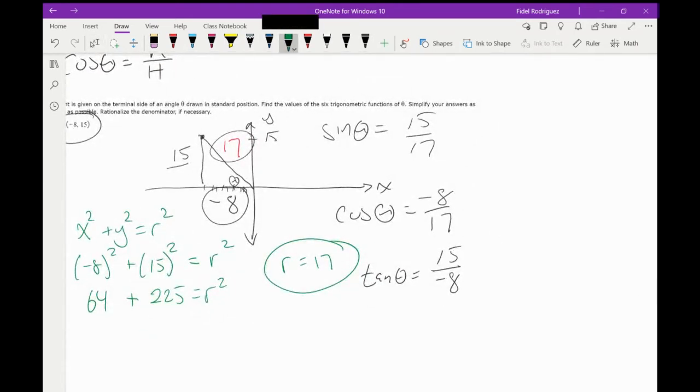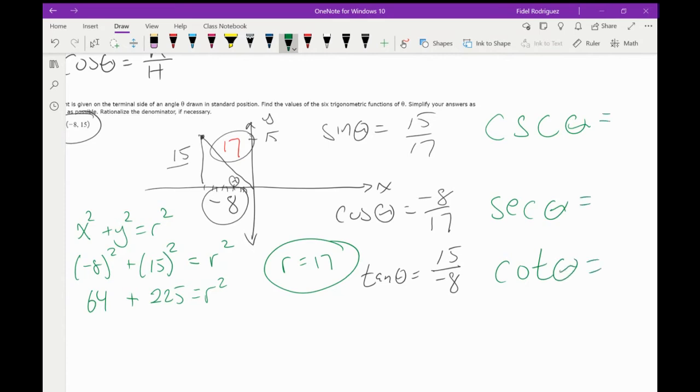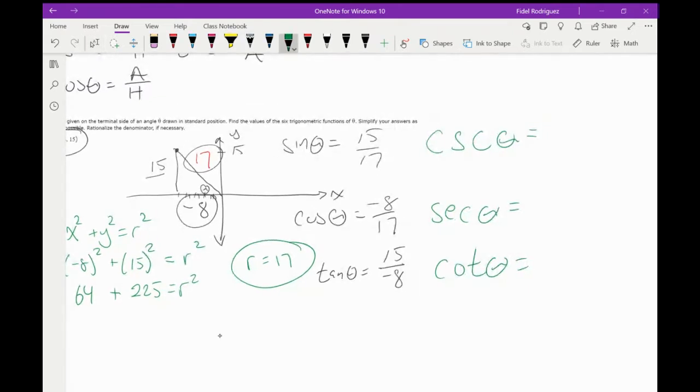Now, I'm going to ask y'all a couple of questions. All we're going to do is flip them. What's the cosecant going to be then? 17 over 15, and the secant is 17 over -8. We got all 6 of them done, right?